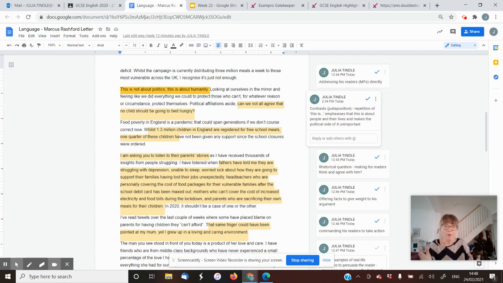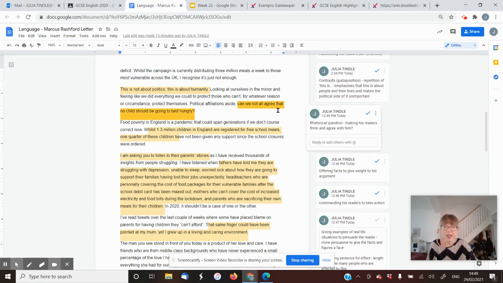And also the repetition of this is not, this is about. And both of those things are sort of emphasising that it's not about that. It's not about politics. It's about people and their lives, and it makes the political side of it less important. That was a nice sentence.